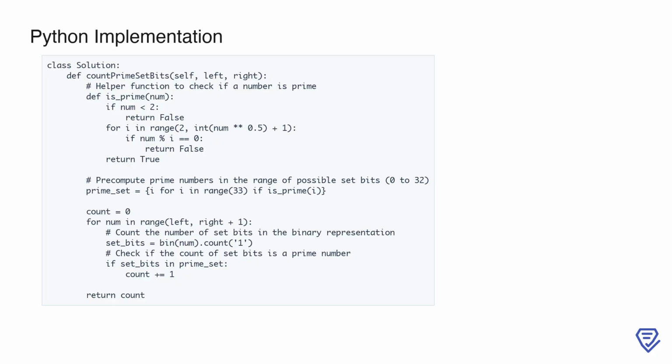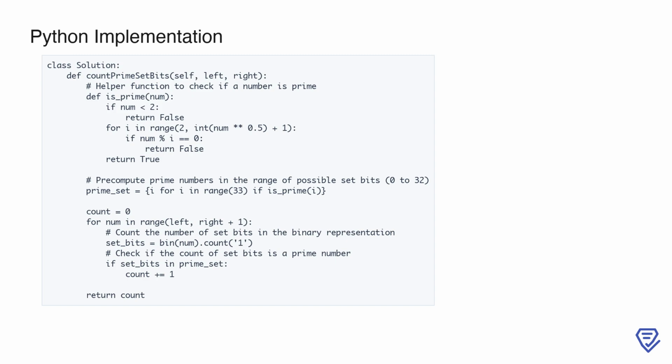Next, we create a set of primes, prime_set, containing all prime numbers between 0 and 32. This range is sufficient because the maximum number of set bits in a 32-bit integer is 32, for the number 2 to the power of 32 minus 1.